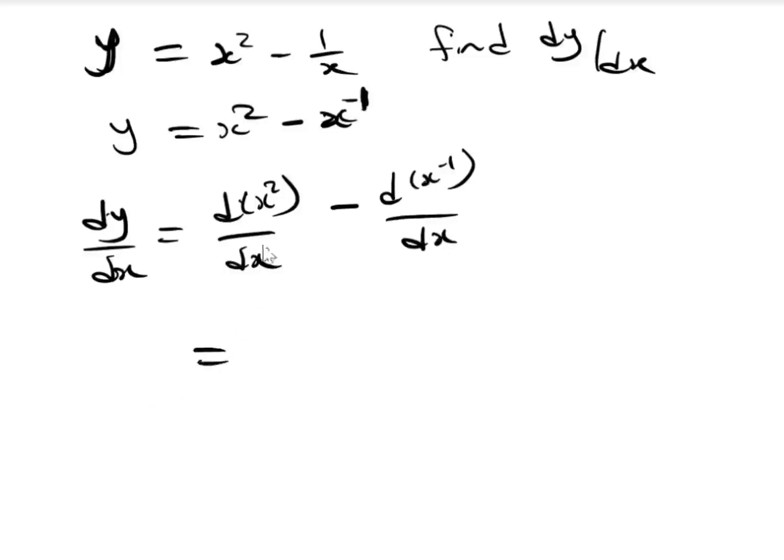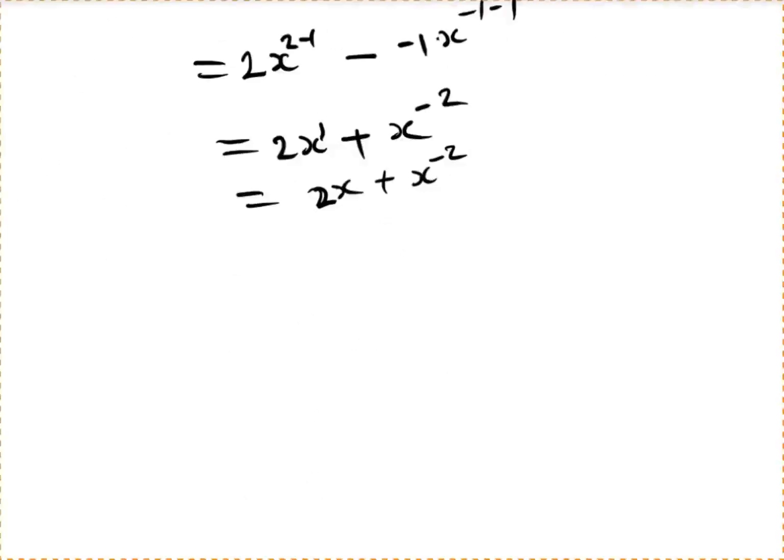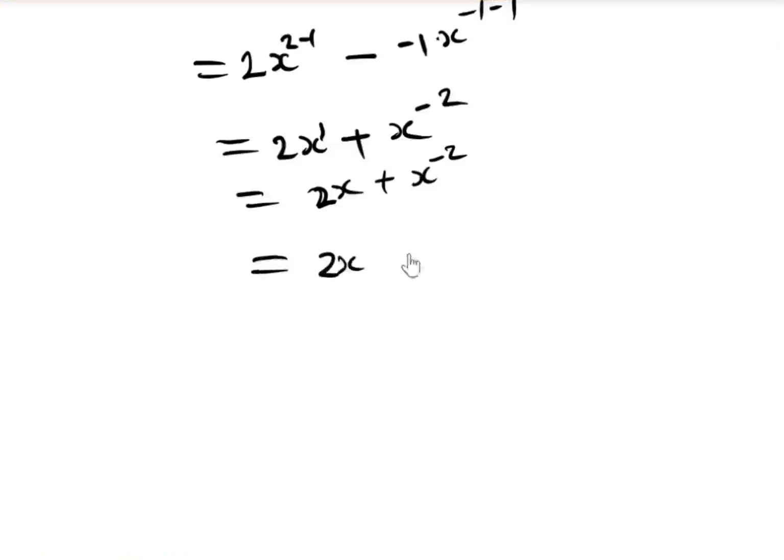dx, and this will be equal to, if I differentiate this x squared, I have the power of x here is 2, which is x 2 minus 1, minus the power of x here is minus 1, which is minus 1 x minus 1 minus 1, and this is equal to 2x, 2 minus 1 will give me 1, minus minus will give me plus, x minus 1 minus 1 will give me minus 2, and this will be equal to 2x plus x minus 2, and this is equal to 2x plus 1 over x squared. This is our final answer.